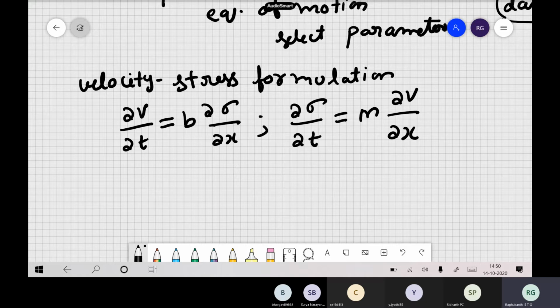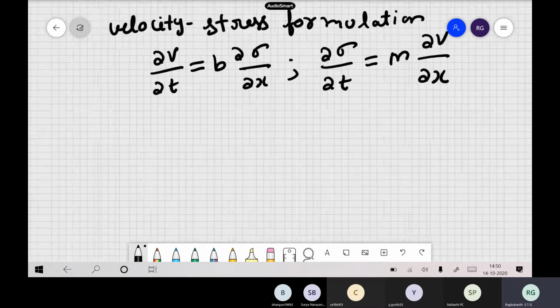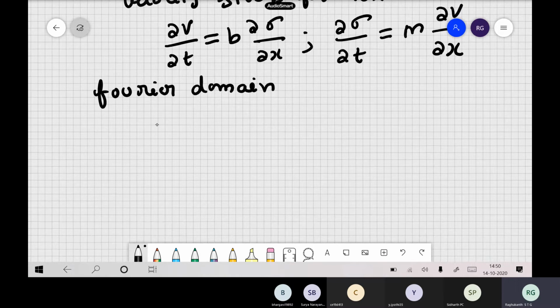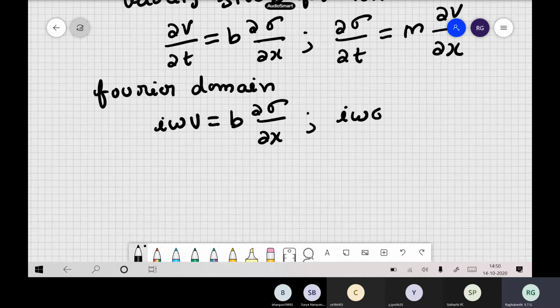Now to represent this perfectly matched layer, we do something like this. If you write these equations in the Fourier domain, taking e to the power of i omega t as the time dependence and removing the time, this becomes i omega v equals b into dou sigma by dou x, and this equation becomes i omega sigma equals m into dou v by dou x. So you get this expression.